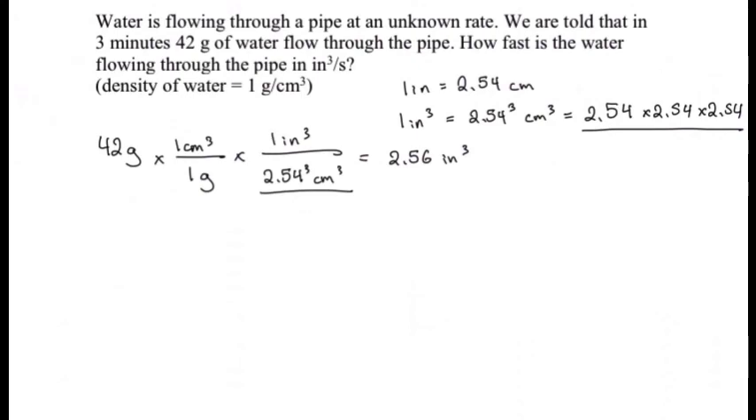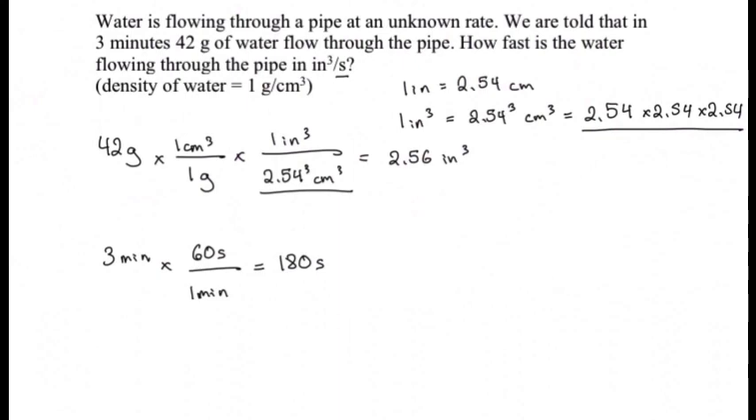Now, we've gotten our mass into a volume and then into the correct units of volume. Now we just need to get our time into the correct units. So again, we have 3 minutes, and we know we want to go to seconds, right? And we know that there are 60 seconds in 1 minute. And so we know that this 3 minutes is equal to 180 seconds.